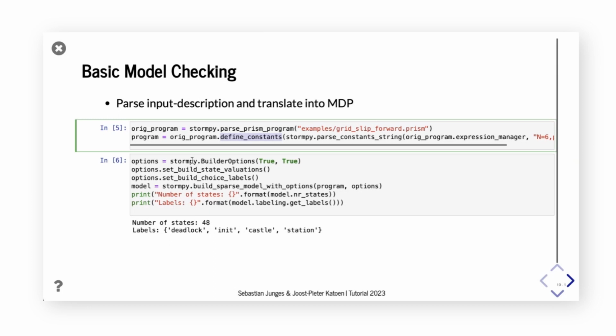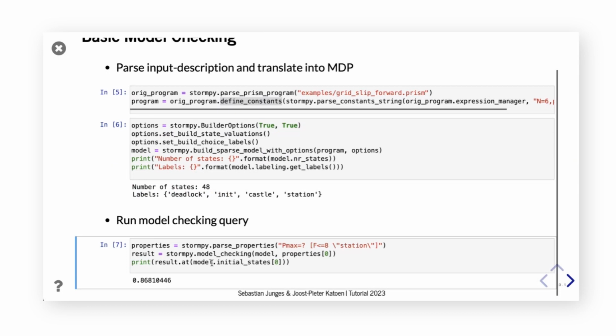Now we tell Storm that we're going to build this thing and we're going to set some options. I'm not going to go into all the arguments here, but for example, here you now can say, I explicitly would like to build this with state valuations and choice labels in order to label all the states with high-level information. And then you can ask Storm to build this model using the options that you provided. And this will build this model and label all the states. So there's again a castle and a station. There's always an initial state, and this deadlock state does always exist, but it might actually not be true in any of these states.